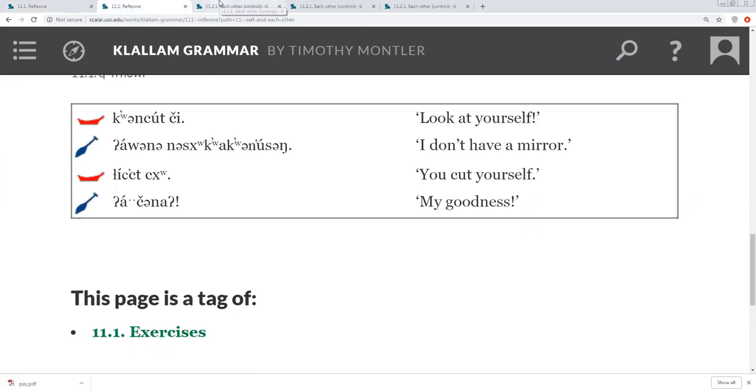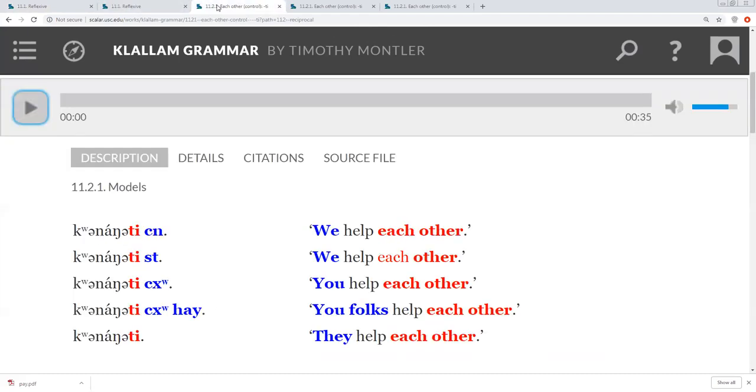11.1. Now we'll go over reciprocal. Grammatical patterns that express the idea of two people acting towards each other are called reciprocal sentences. In English, we have these phrases, each other or one another, as in we helped each other and we helped one another. Just as for the reflexive, in Klallam there are suffixes on the verb that express the idea that the action is happening back and forth between people. There are two each other suffixes. One is used if the action is in control, and the other if the action is not in control.